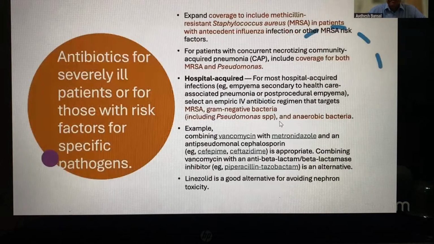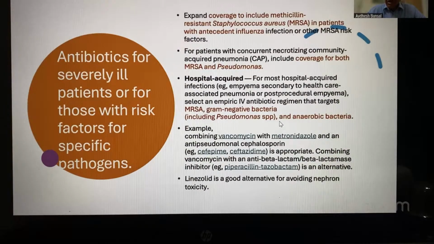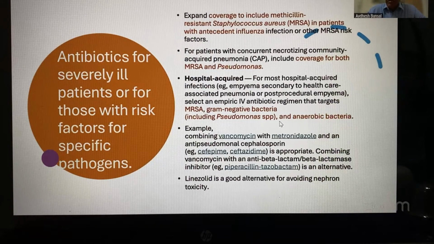So this is for uncomplicated effusion. But if you have a complicated effusion, you need to expand your coverage to MRSA in patients like, these days we have a lot of influenza going on, with patients developing pneumonia and empyema. You have to cover MRSA. Patients who have concurrent necrotizing community-acquired pneumonia obviously need cover for both MRSA and Pseudomonas empirically. And if you have pneumonia and empyema developing in a hospital setting, then you need to cover MRSA, gram-negative, and anaerobic bacteria.